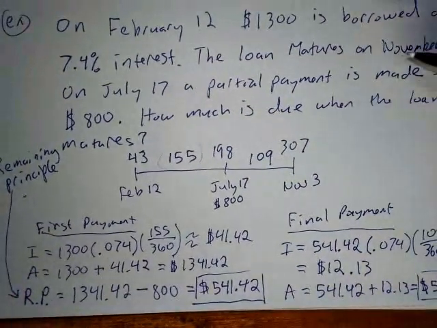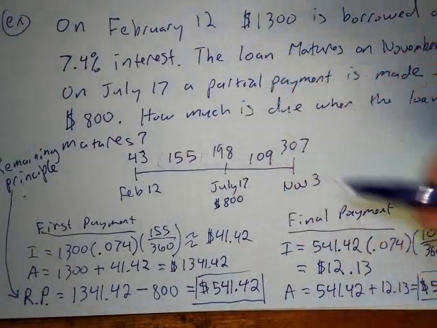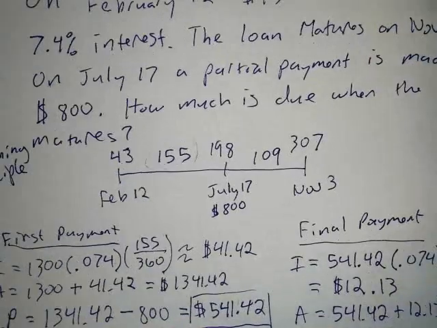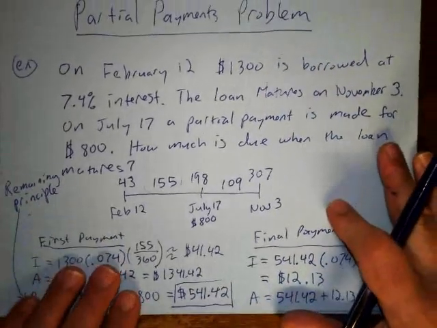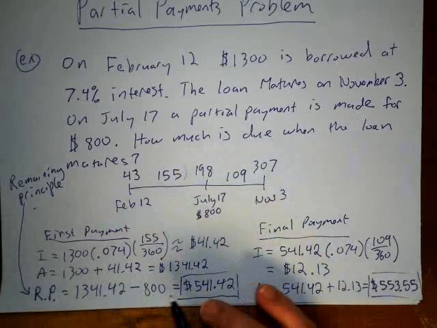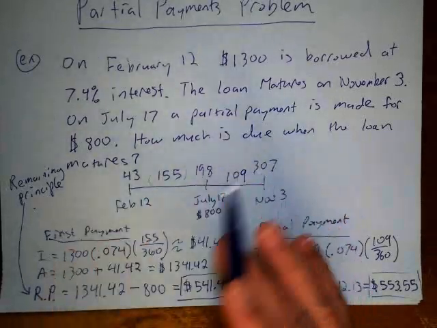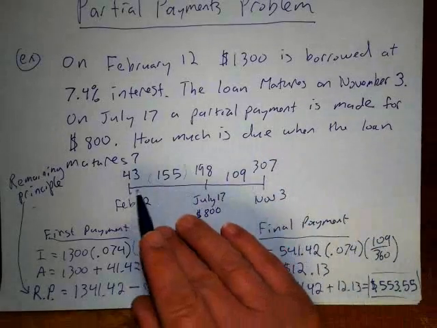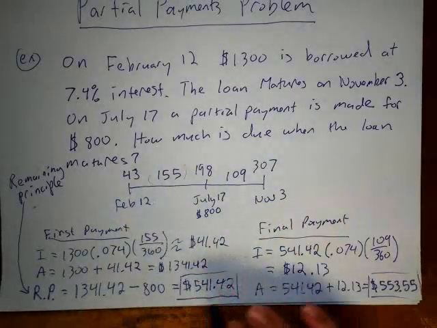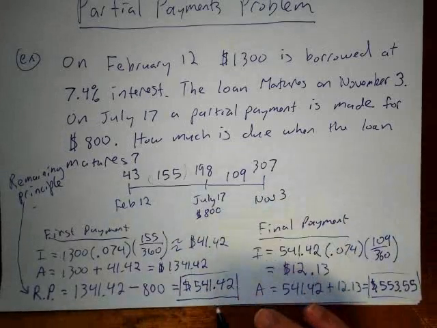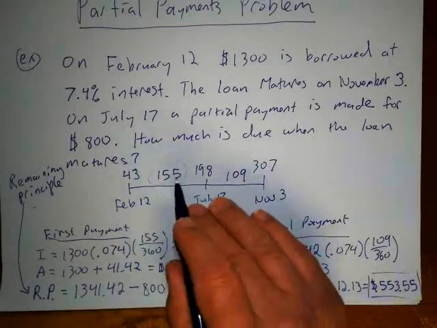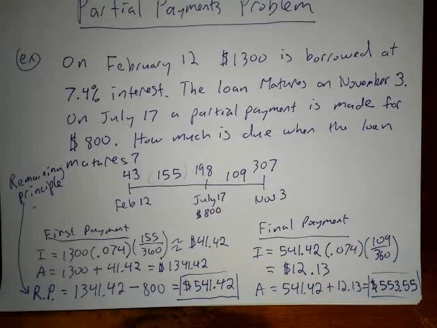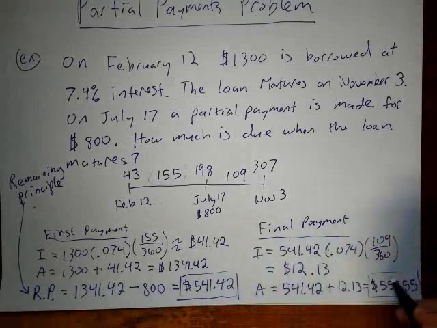So this is your final answer, but the important thing is the whole procedure here, that you're learning how to deal with the partial payment. The way you deal with it is one pay period at a time. Each time they make a payment, you would have to deal with it separately, especially if the time periods are different and the payments are different. And then you finally get this answer.